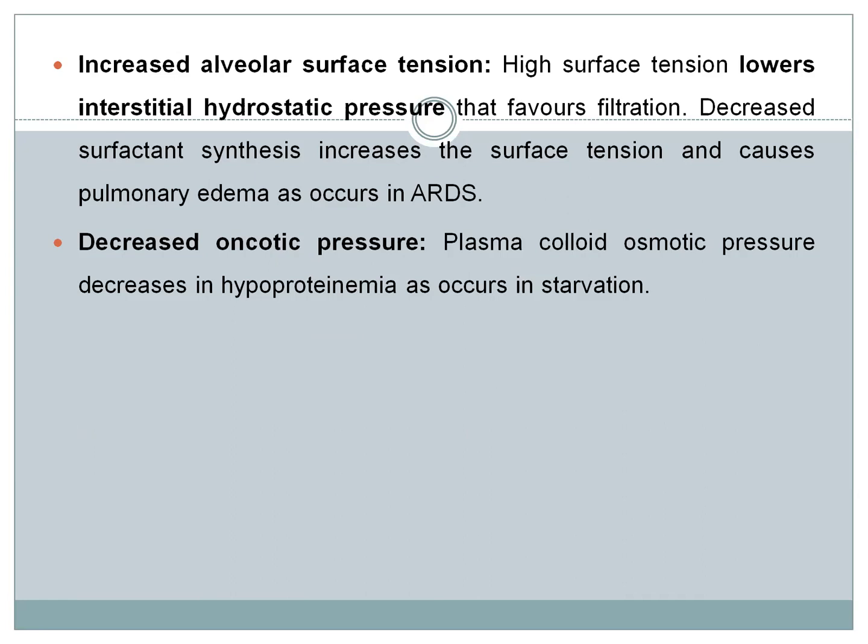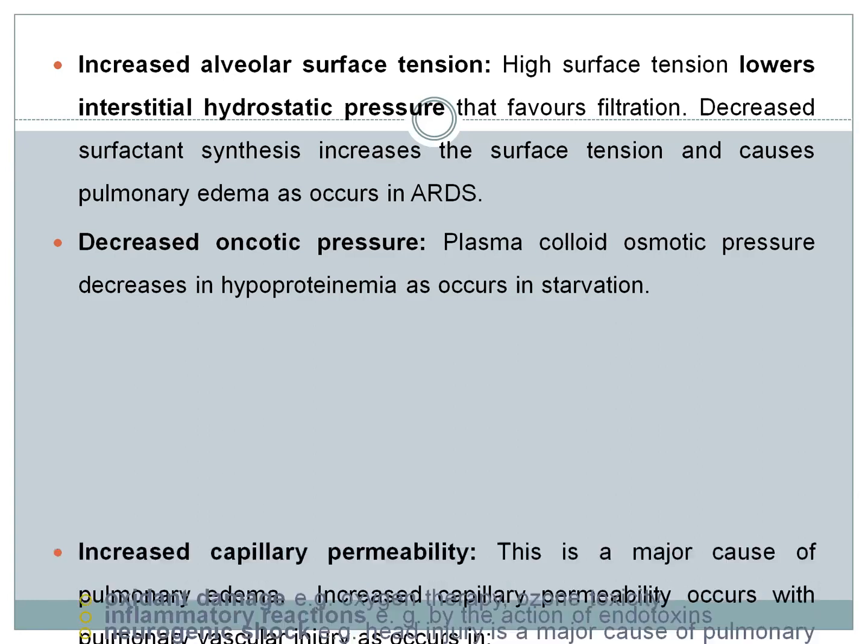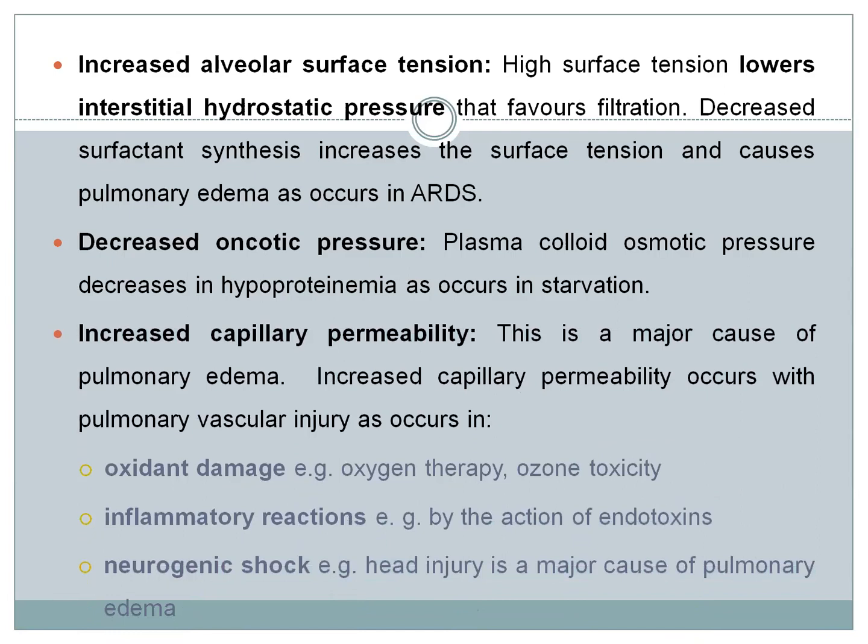Then there may be decreased oncotic pressure. Plasma colloid osmotic pressure decreases in cases of hypoproteinemia, which is very commonly seen in starvation. Suppose a person is on starvation, the protein content will be less, which is known as hypoproteinemia. And as we know, albumin is the most important protein responsible for giving the osmotic pressure. So if it is less, that decreases the plasma colloid osmotic pressure, and that will decrease the oncotic pressure. All of this will cause increased capillary permeability.